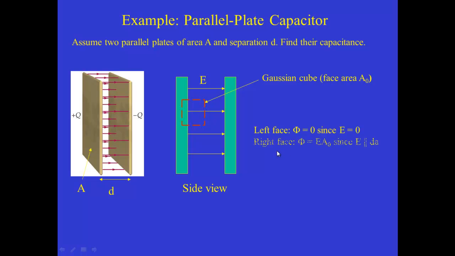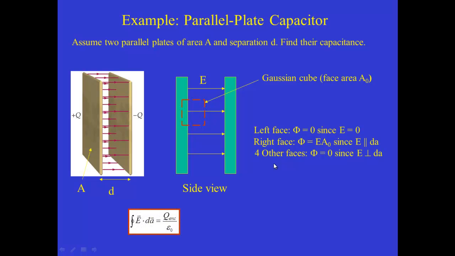Well, the right-hand face is also easy because the electric field is horizontal and the dA vector would also be horizontal. So the integral of E dot dA just gives E times the area. So it would be E times A0. Again, because the electric field vector and the dA vector are parallel. Finally, on the four other faces, we can see that the dA vectors will point perpendicular to the electric field on all four of those. Therefore, they will contribute nothing to the flux integral.